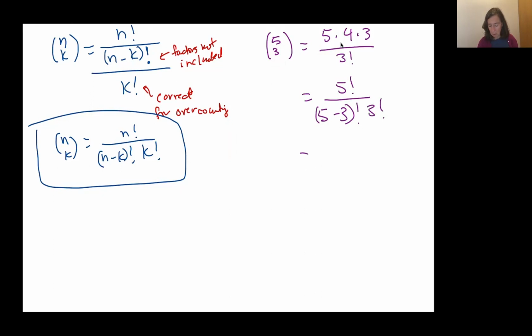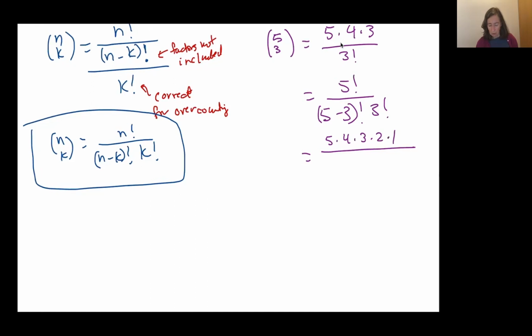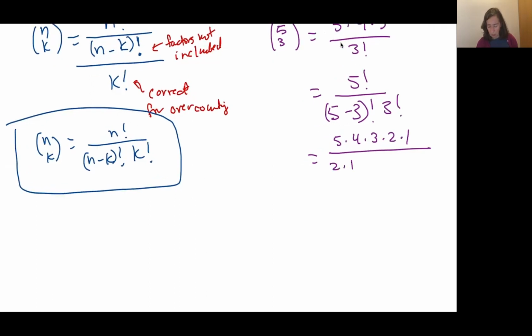Okay. And let's just put in the numbers there and make sure that it all works the way we think it's going to. So 5 factorial is 5 times 4 times 3 times 2 times 1. 5 minus 3 factorial is 2 times 1. And 3 factorial is 3 times 2 times 1. And let's go ahead and just cancel terms here. So cancel this, and so I get 5 times 4 divided by 2, which does indeed equal 10.